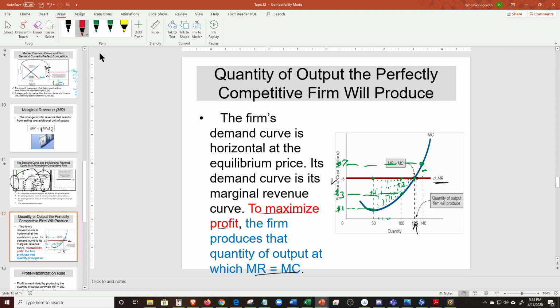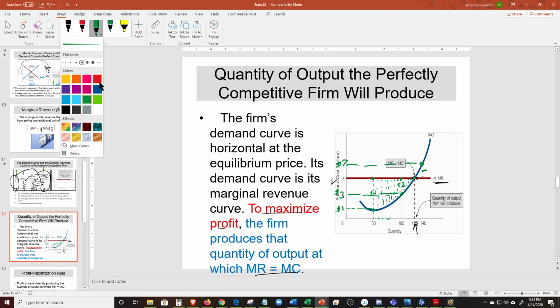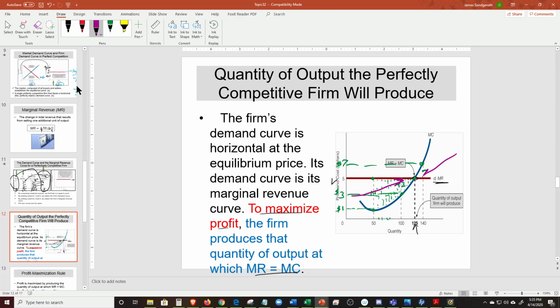That the firm will increase. Maybe I should change this. Blue, what color can I pick here? Yellow, orange, purple. So the firm is increasing output here and decreasing output here to this point to maximize total profits.